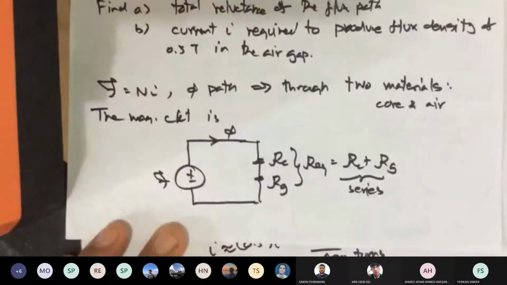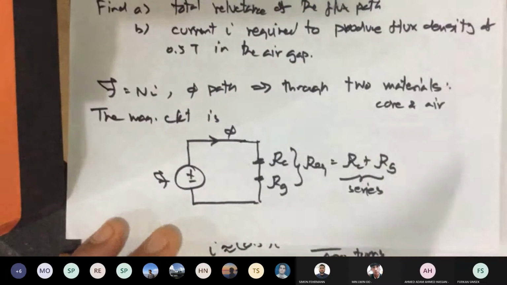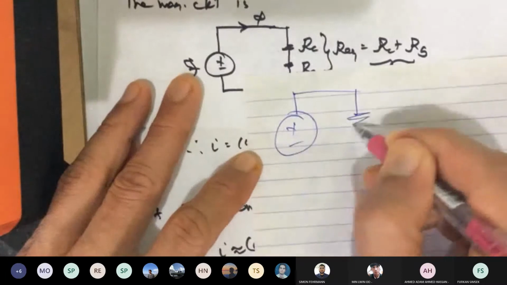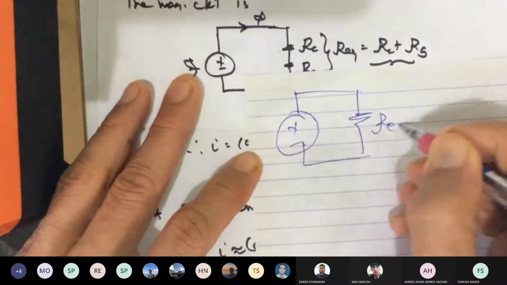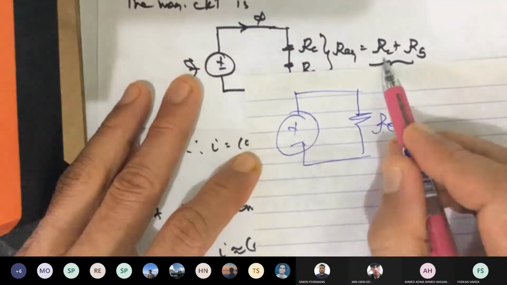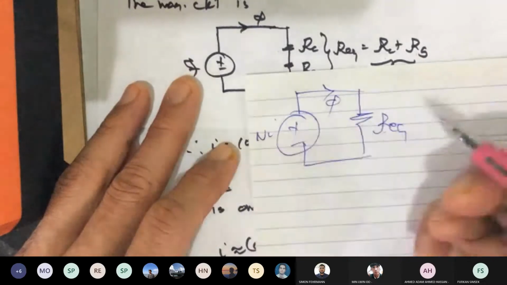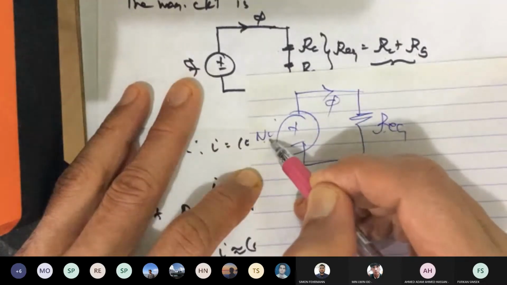I didn't do that there, but you can do that in an easy manner, right? Simplify this, you get something that looks like this. Simple circuit, REQ, where REQ is RC plus RG, and this is your magnetic flux. This is N times I. You know N, you know I, okay?